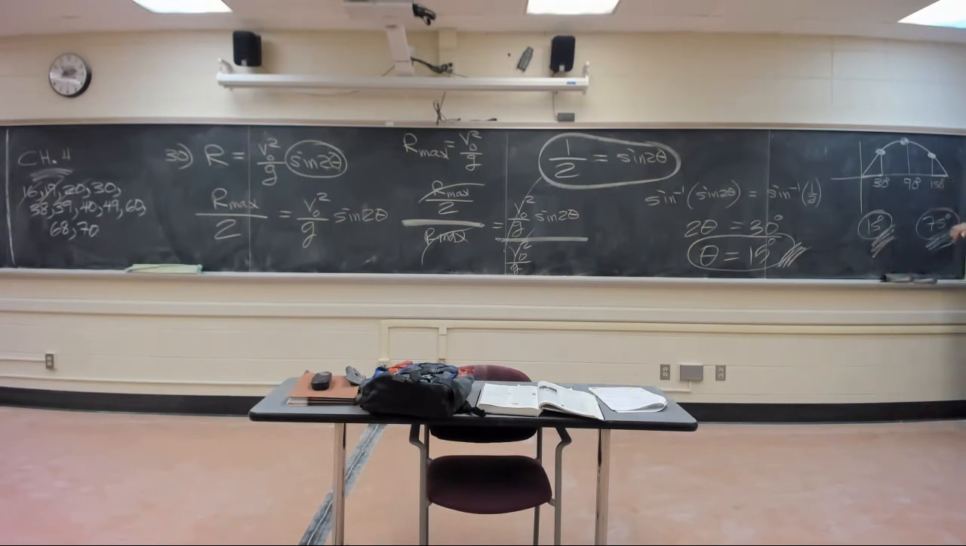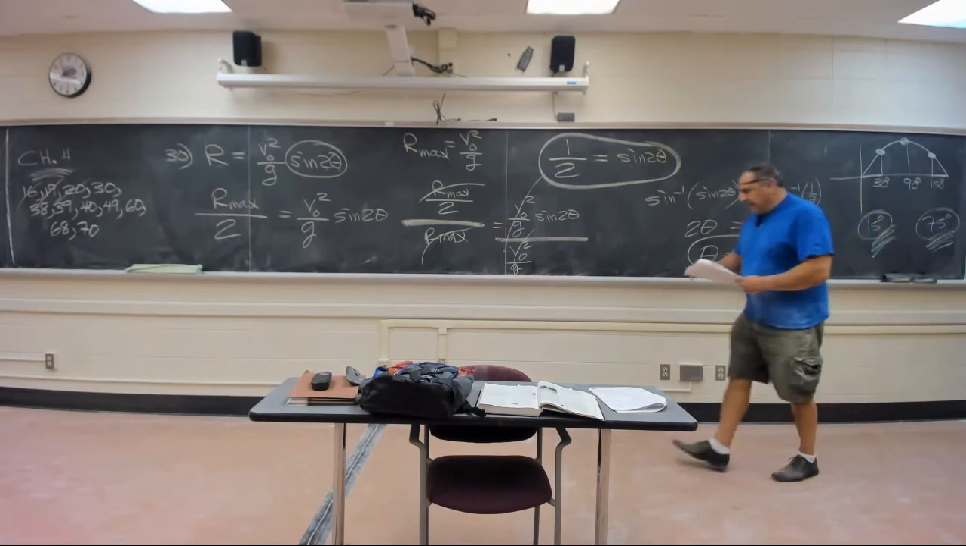The symmetry of the sine function dictates that 150 and 30 work. Well, how'd you get 30? I doubled 15. How did you get 150? I doubled 75. So you gotta be careful.